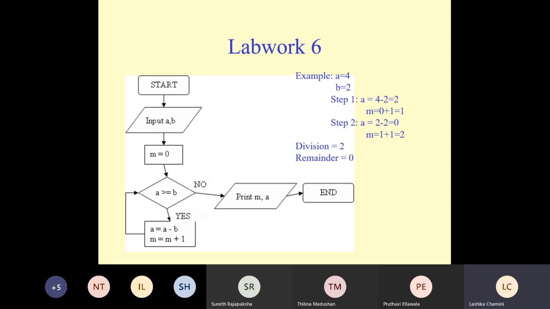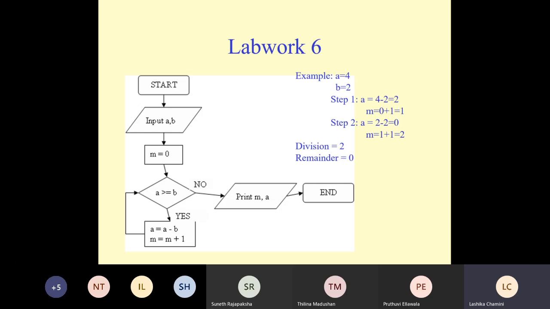At the end of step 1, we are deducting B from A. That means we have the value of A as 2 at the end of the first step, and we increase the value of M by 1. So at the end of the first step, we get the value of A as 2 and the value of M as 1. Again we loop, and check whether the value of A is greater than or equal to B. Here the value of A is equal to 2 and the value of B is equal to 2, so this condition is satisfied.